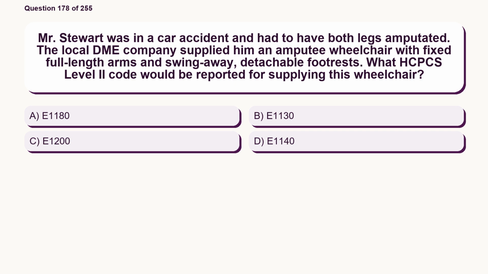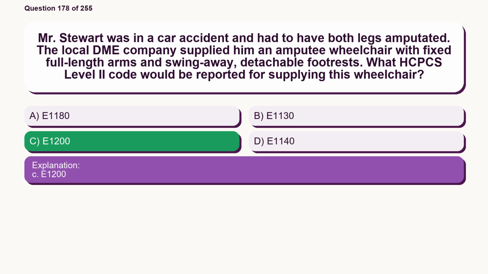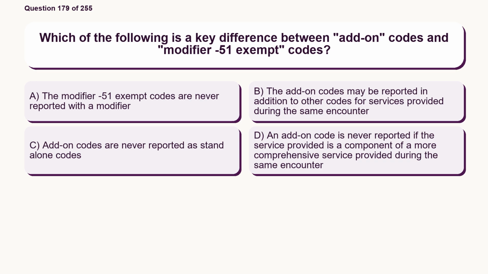Question 178. Mr. Stewart was in a car accident and had to have both legs amputated. The local DME company supplied him an amputee wheelchair with fixed full-length arms and swing-away, detachable footrests. What HCPCS Level II code would be reported for supplying this wheelchair? Option A, E1180. Option B, D1130. Option C, D1200. Option D, D1140. The correct answer is option C, E1200. C, E1200.